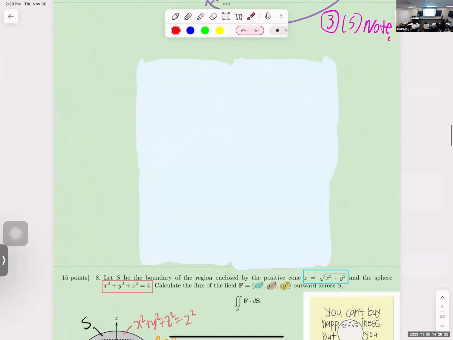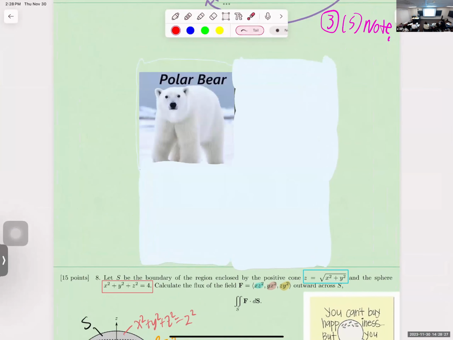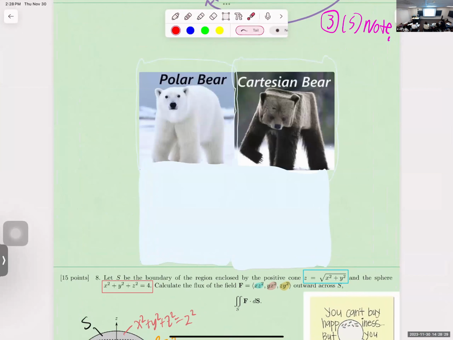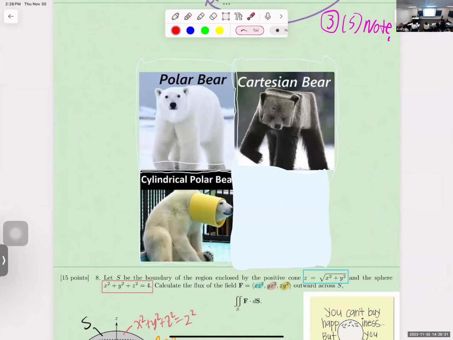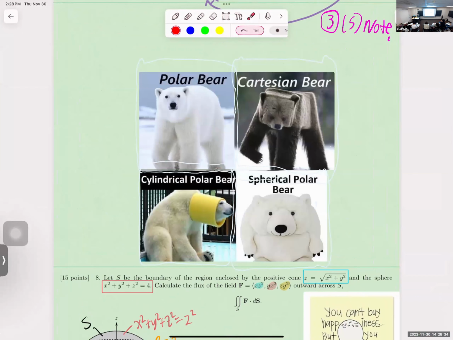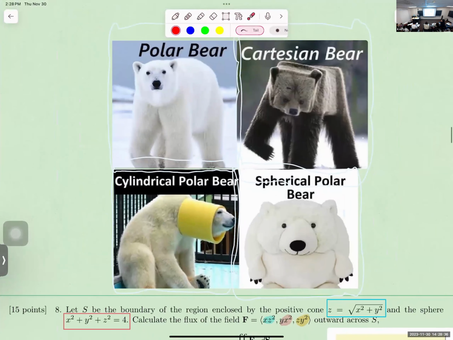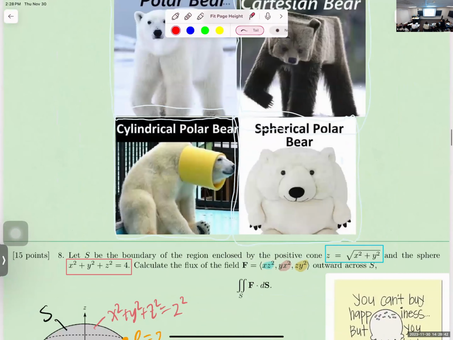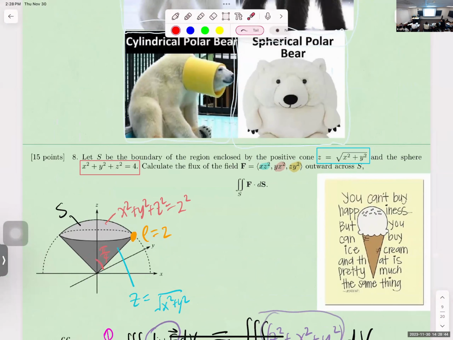Before that, let me show you some funny pictures. Polar coordinate system, rectangular coordinate system, cylindrical polar bear, and spherical polar bear. Right? So calculus can be very fun, right? Life can be very easy. And learning can be very easy and fun.